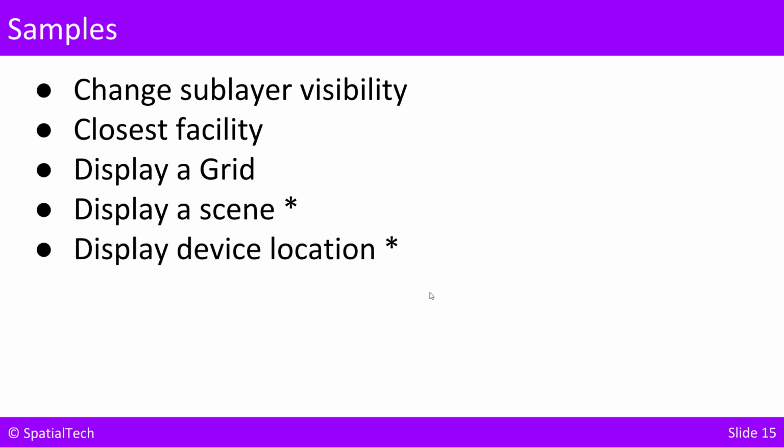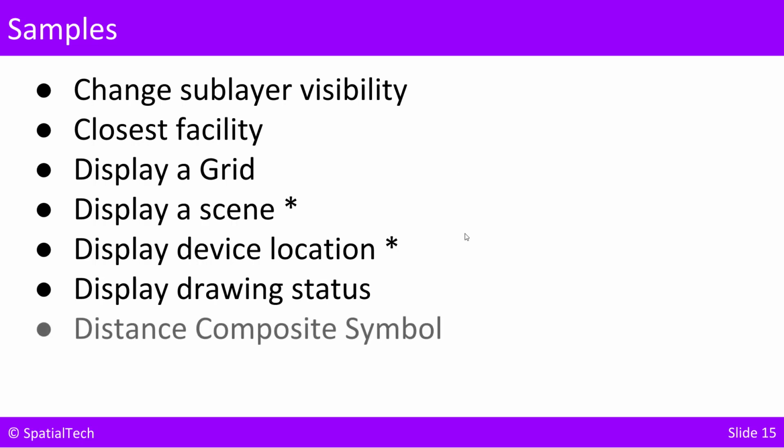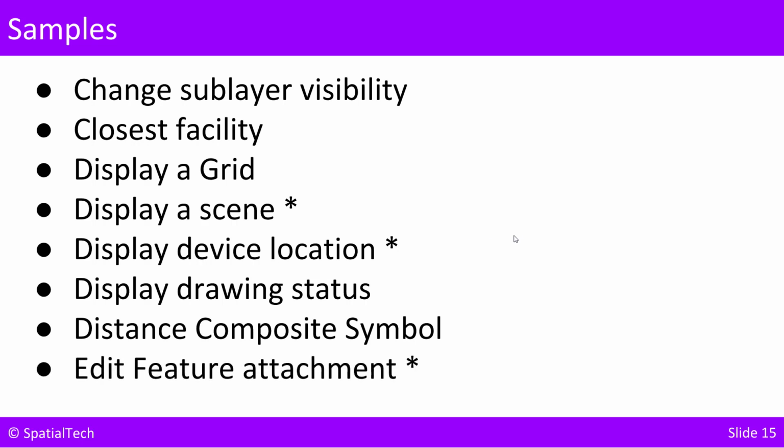Device locations, so tying into what on Android is called a location manager. It could be fine grain, coarse grain. Coarse grain is Wi-Fi. Fine grain is using a GPS receiver. But initiating that, getting a lat long, and then zooming in on a map. Display the drawing status, so to give the user a nice visual of that. Hey, we're drawing something or we're editing, right? A composite symbol example where you can stack symbology, right?